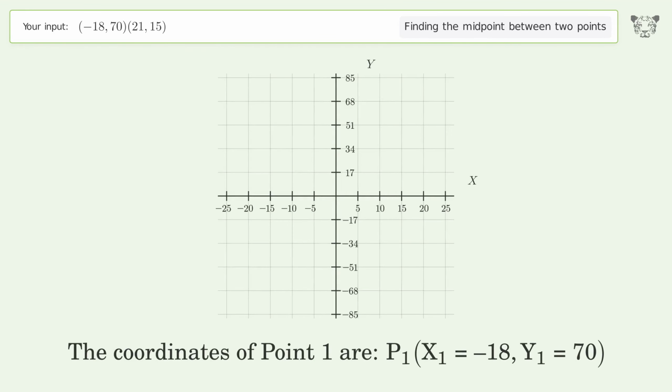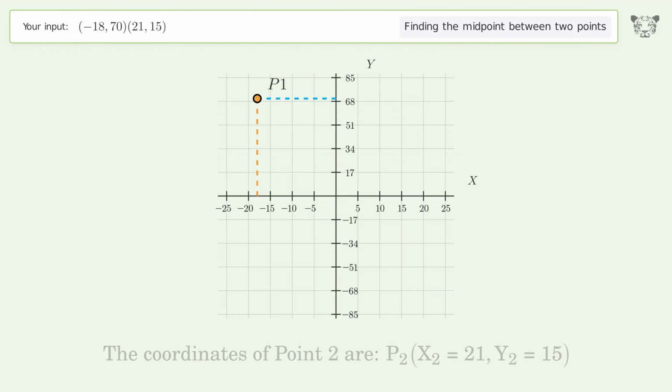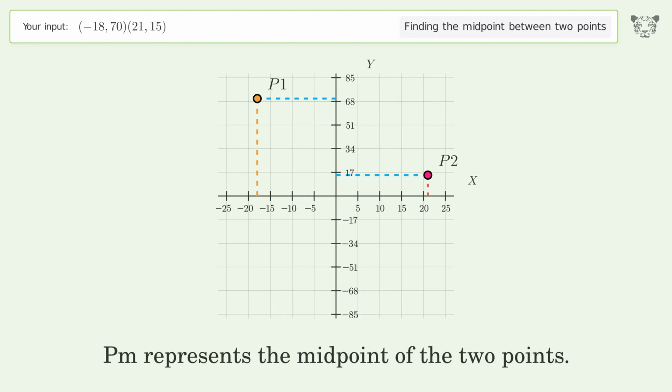The coordinates of point 1 are, x1 equals -18, y1 equals 70. The coordinates of point 2 are, x2 equals 21, y2 equals 15. PM represents the midpoint of the 2 points.